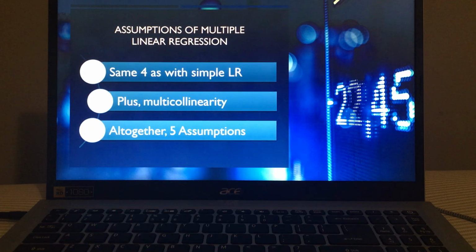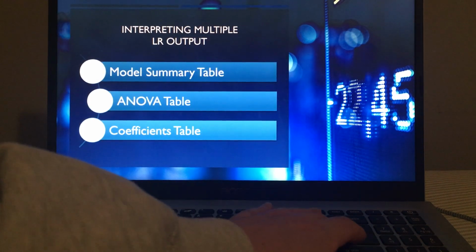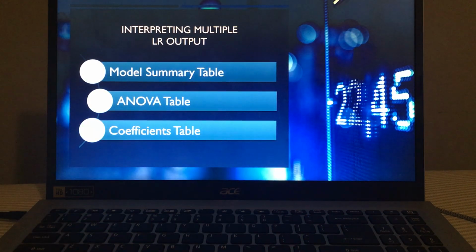So let's move into 11.5.2. We're on page 15. So how do we interpret the multiple linear regression output? Okay, so as we mentioned earlier, we're not going to delve into every detail of multiple linear regression. It's beyond the scope of an introductory lesson.